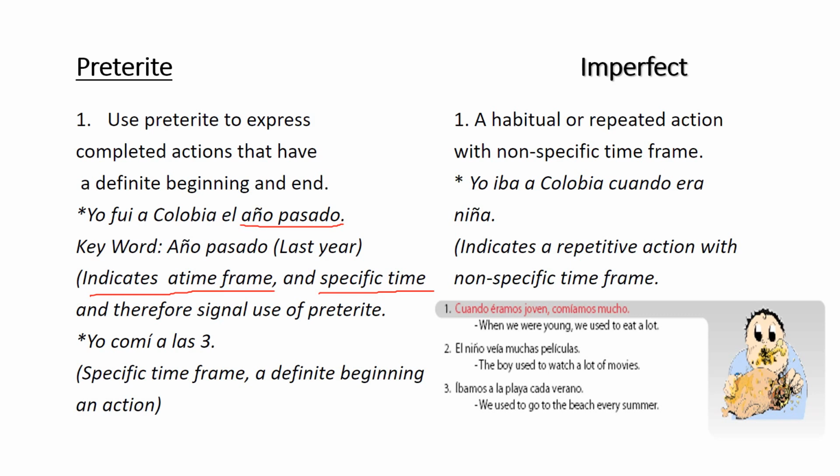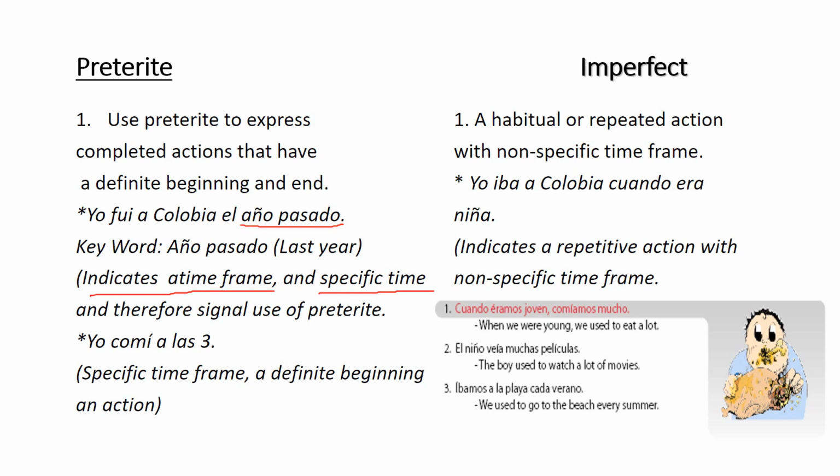Please pay attention to keywords. Last year, año pasado, it's a keyword that shows you the use of preterite in this sentence. Why do I use preterite? Because I indicate a time frame and a specific time, and therefore signal use of preterite. When did I go to Colombia? Last year. I have a definite beginning and a definite end.